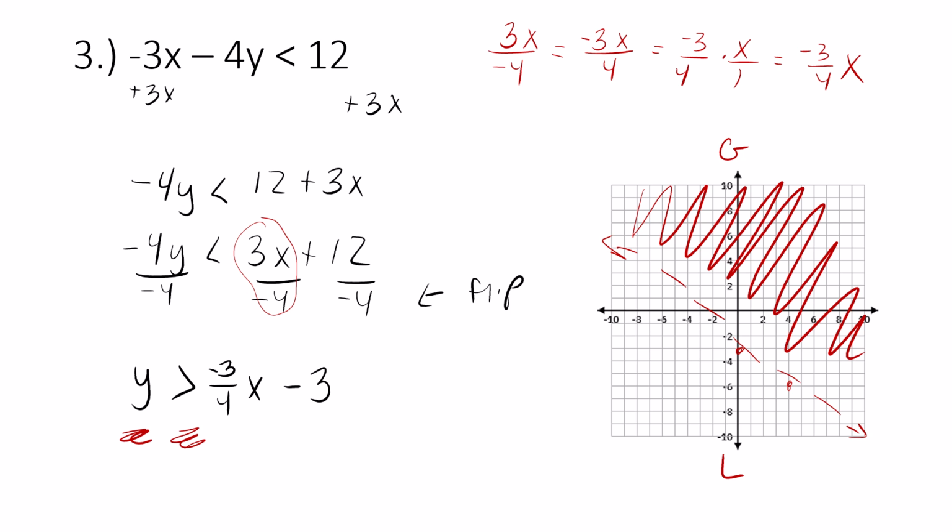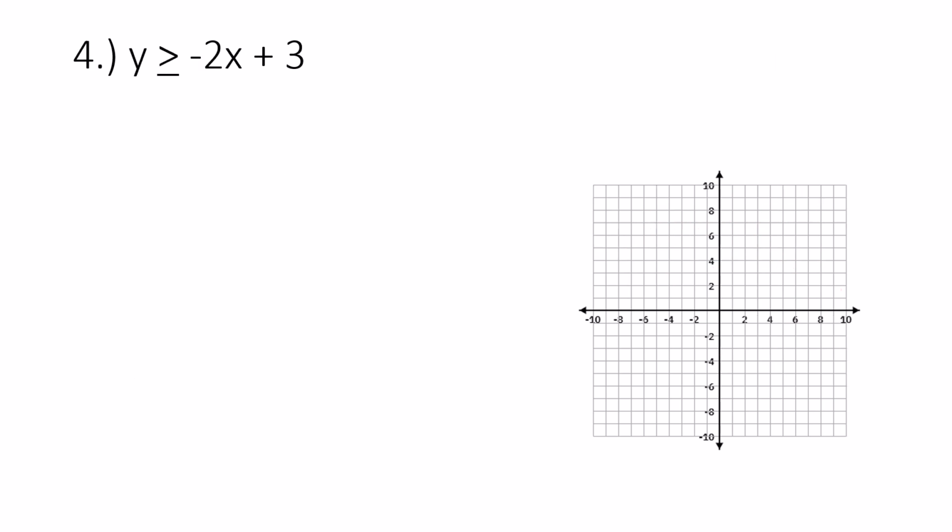And last but not least, in our problem set, we have y is greater than or equal to -2x plus 3. So this one should not require any work on your part at all. So we have the y-intercept is 3. We have the slope is -2. So we're going to count down 2 and right 1. This will be a solid line.